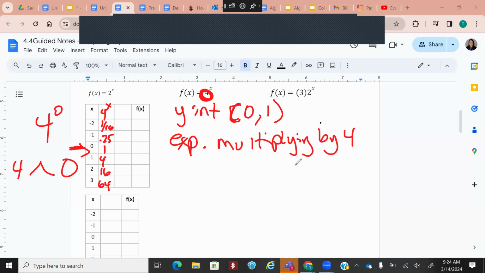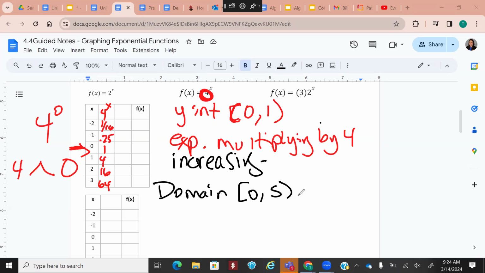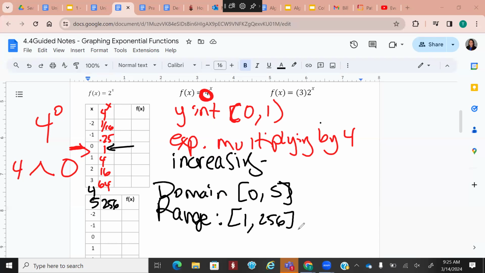Is this increasing or decreasing? It's increasing the entire time, right? All right. Domain. If I asked you for the domain over the first 5 hours, 0 to 5. If I asked you for the range, what's the lowest y value? 1. And we're going all the way to 5. So on here, we're going to multiply by 4 twice. It's 256. So that'll be my ending y value.